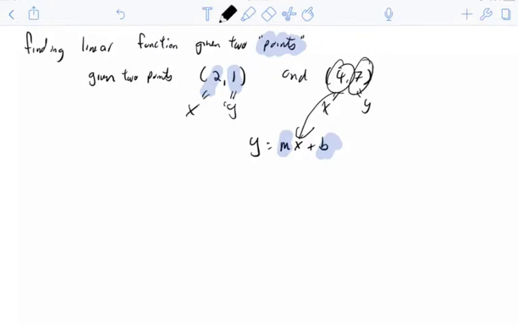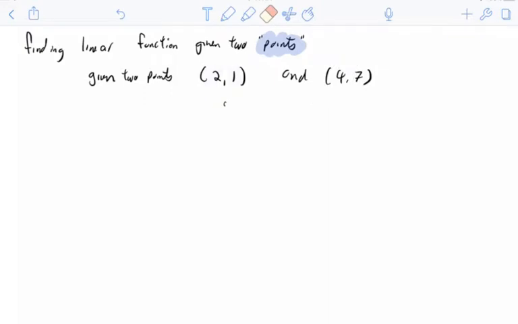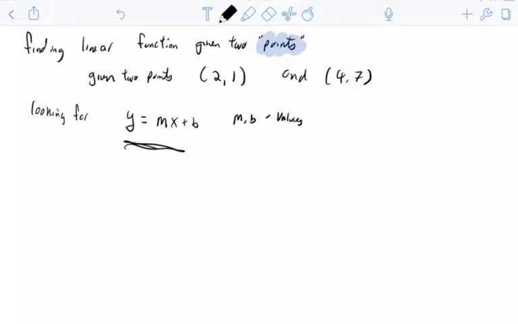Does that make sense? Long story short, we're looking for a value of m and a value of b. We're looking for a linear equation, mx plus b, where m and b are actual numbers, where this expression satisfies both of these points. How are we going to do it? It's actually not that hard.